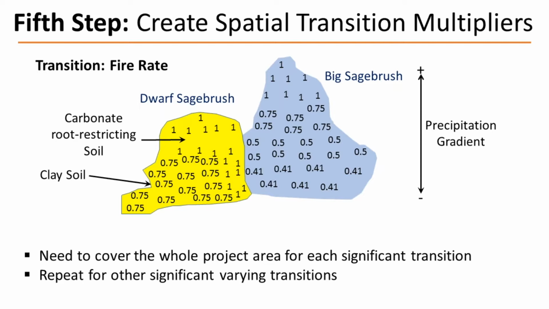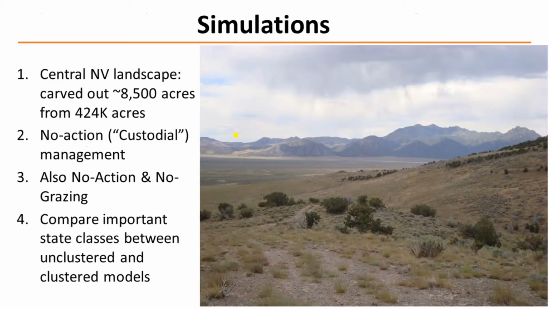For dwarf sagebrush, which is low, and black sagebrush, which has the higher fire interval, it's on root-restricting carbonate soil. So there's a calcite layer at about 16 inches in the soil. Five minutes, I'm screwed. And so you do the rasters this way, but you need to cover your whole landscape.